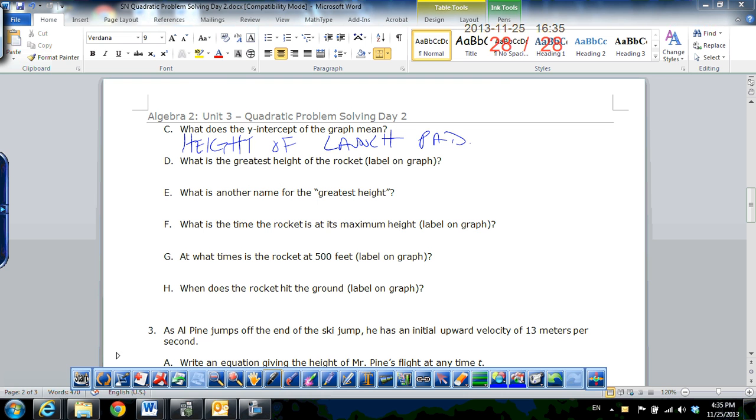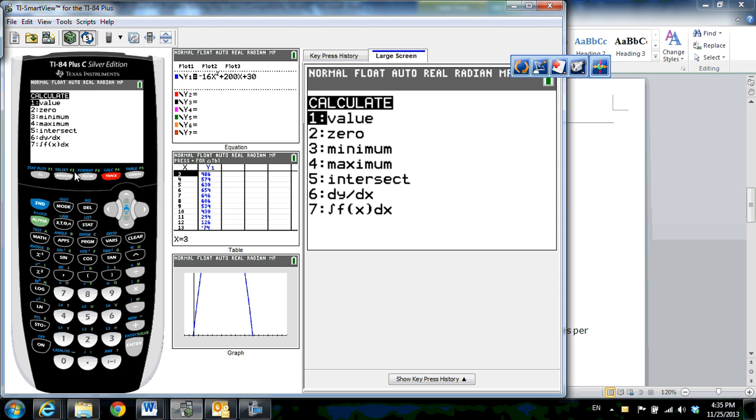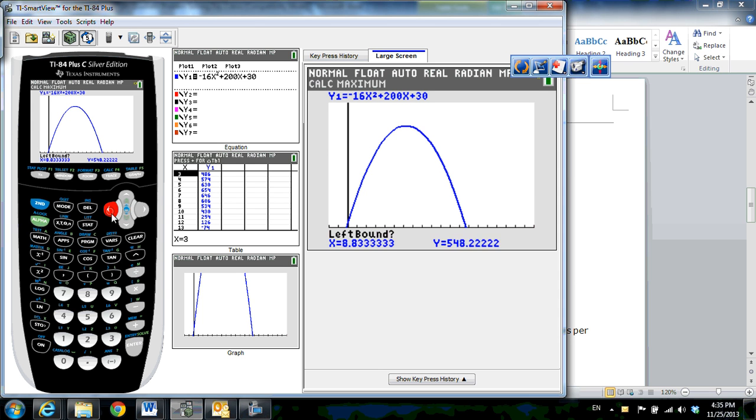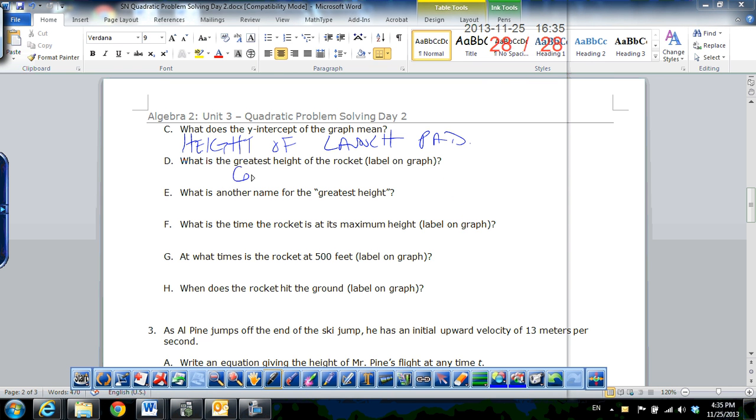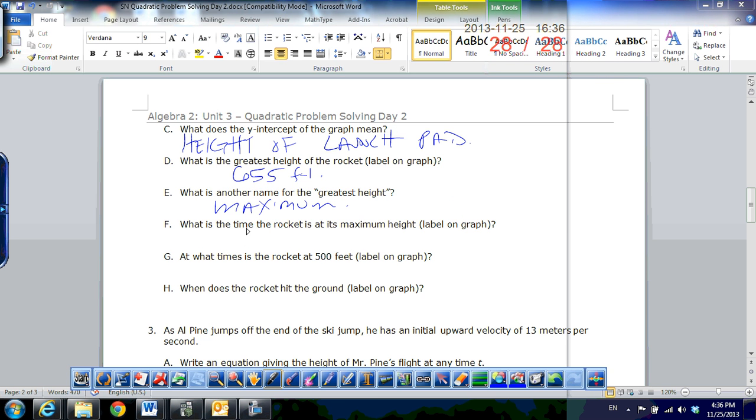Greatest height. If I want to find that, I'm going to do second trace, go to maximum, and then my maximum is my greatest height. I'm going to go to the left of it for left bound, press enter. Right bound, enter. Enter one more time, and my height is 655 feet. The time was 6.25 seconds.